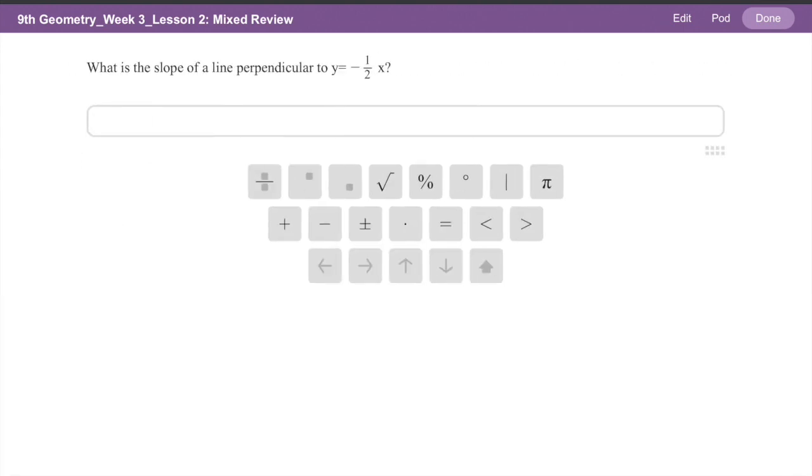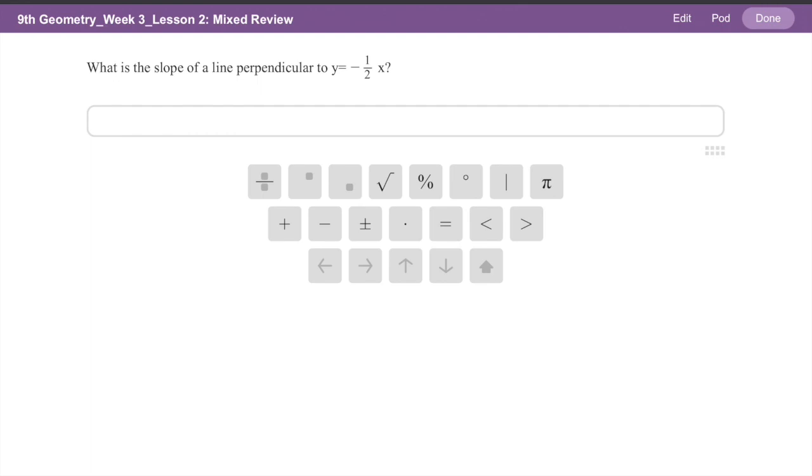Okay, good. Now let's look at this next problem. It asks, what is the slope of a line perpendicular to negative 1/2 x? Well, this is a pretty easy problem so long as you remember the fact about the slopes of perpendicular lines. Lines that are perpendicular have slopes that are the opposite reciprocals of each other. Or another way you might want to think about that is if you multiply the slopes together, they equal -1.